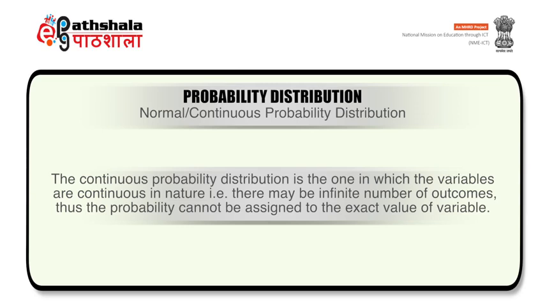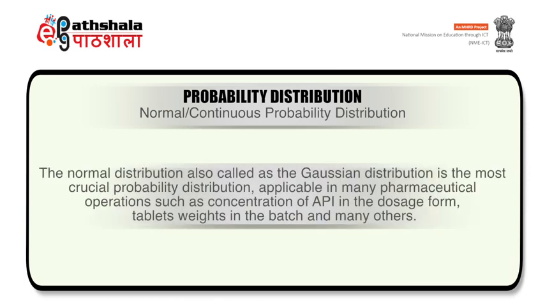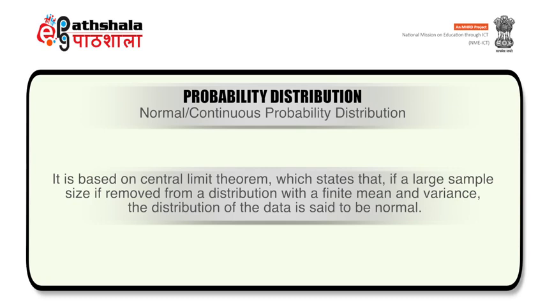Thus, the probability cannot be assigned to the exact value of the variable. The normal distribution, also called the Gaussian distribution, is the most crucial probability distribution applicable in many pharmaceutical operations such as concentration of API, active pharmaceutical ingredient, in the dosage form, tablet weights in the batch, and many others. It is based on the central limit theorem, which states that if a large sample size is removed from a distribution with a finite mean and variance, the distribution of the data is said to be normal.